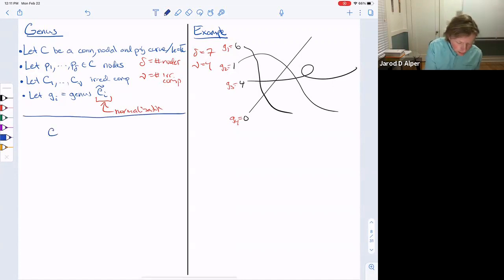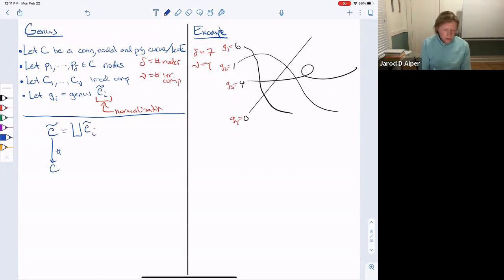So let's take the normalization of C, and we know this is a disjoint union of these curves C tilde i, and we're going to use the exact sequence. We know that the normalization map is birational, right? It's an isomorphism over the complement of the nodes. So the quotient of this map is just the direct sum of the residue fields of the points p_i.